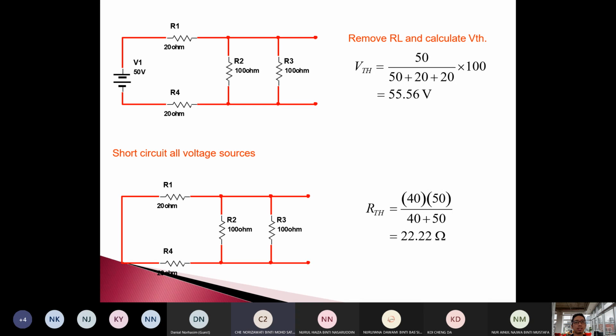So still kat sini is still parallel. So you need to solve like this one lah. 1 over 40 plus 1 over 50 equals 1 over RTH. Ataupun you can use this technique: 40 times 50 over 40 plus 50. So you get the answer.